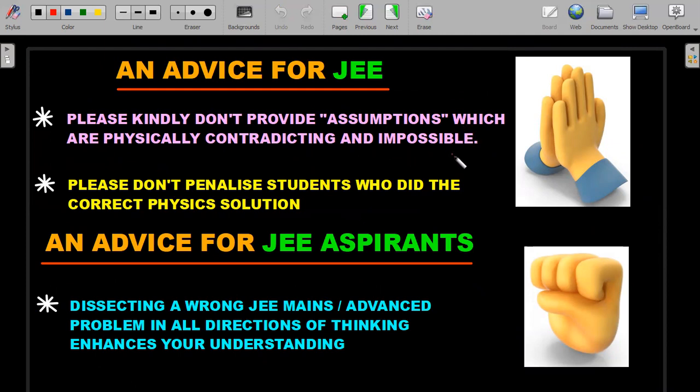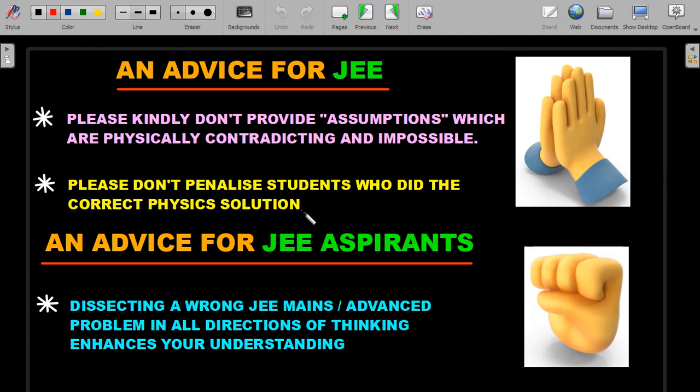A lot of teachers have argued with me, and also some students who said, since they asked for semicircular, I'll take semicircular. But that is going against and penalizing students who actually knew the situation and who did the correct physics solution. You're penalizing them by not even deleting the question. You made a mistake and you're sticking to that mistake when you're giving the final key.